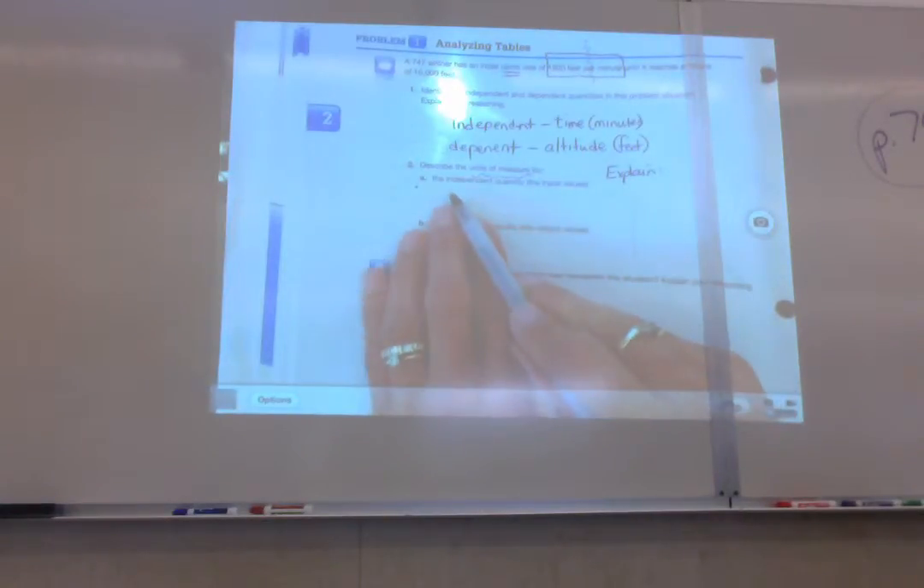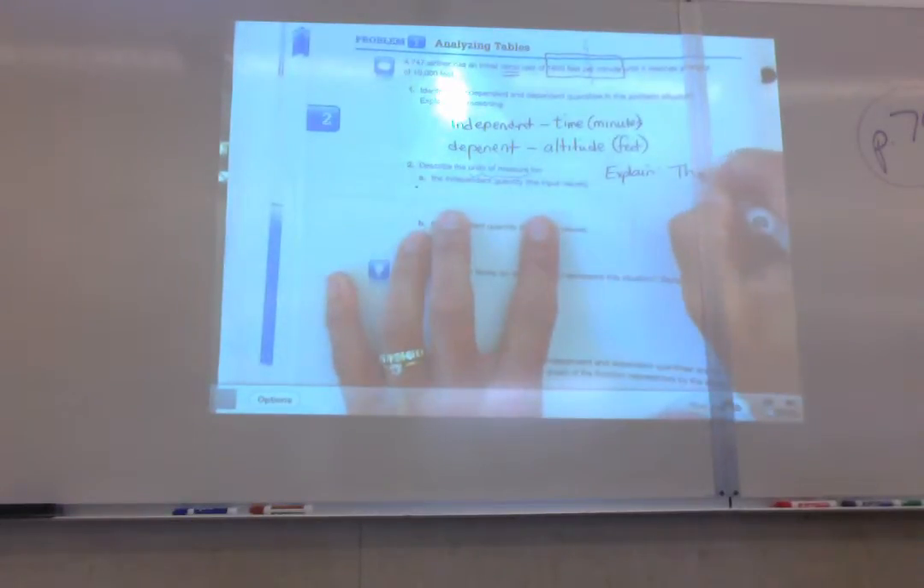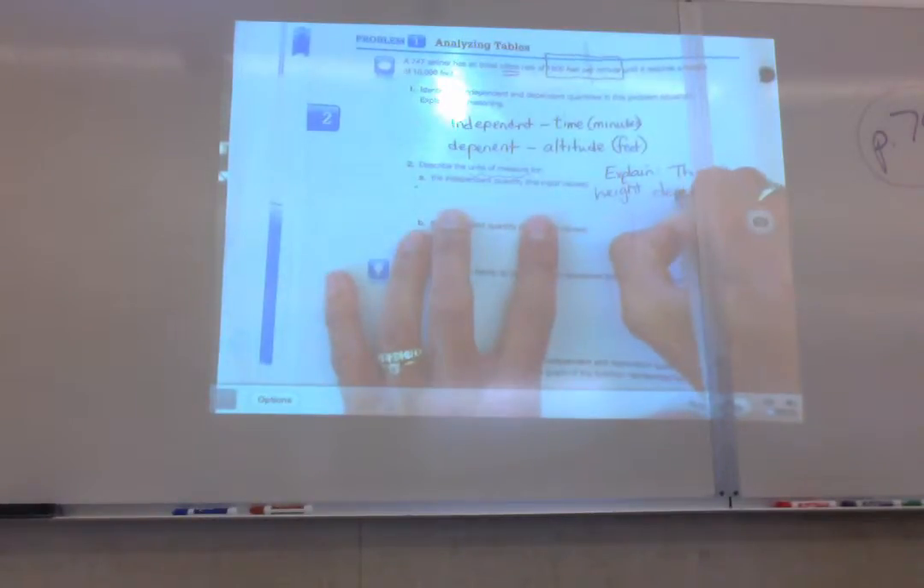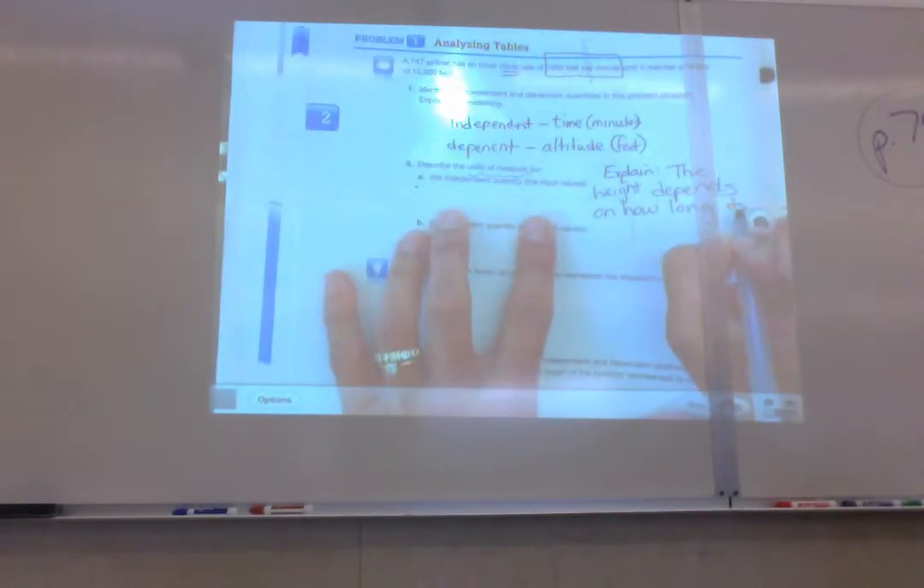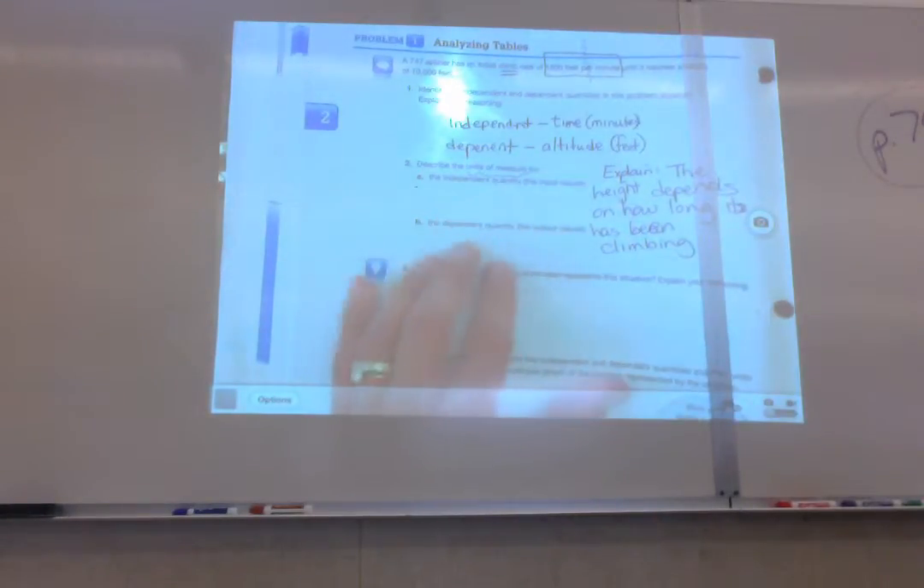So changing over time, the height, let's explain. The height depends on how long it has been climbing. It may go up and down, but right now our situation is about this plane climbing. So how high up depends on how long it's been going.